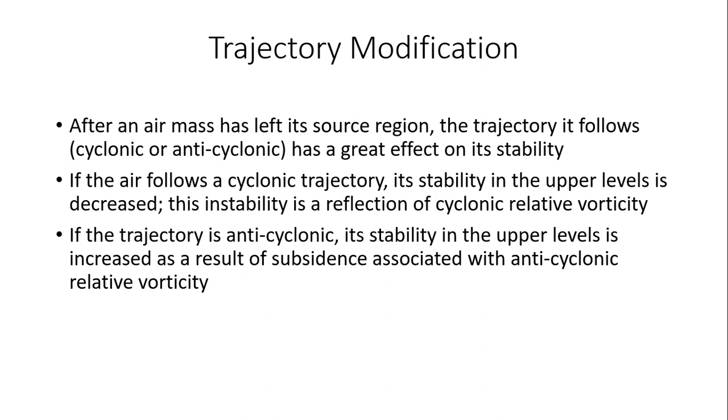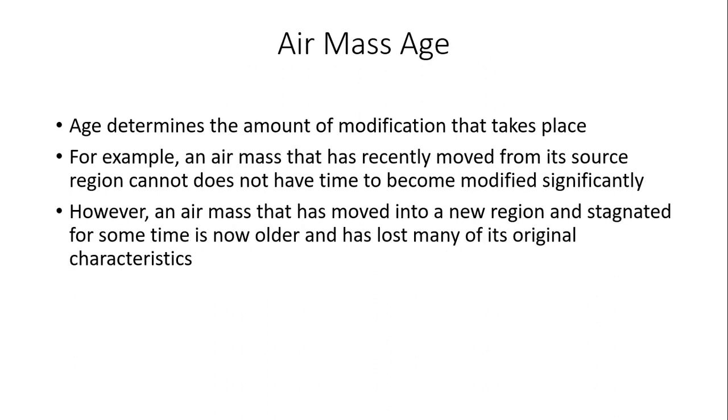Now, if the trajectory out of the source region of the air mass is more anticyclonic, or clockwise, and I'll show you some maps shortly, its stability in the upper levels is going to be increased as a result of the subsidence, or sinking air motion, associated with this anticyclonic relative vorticity.